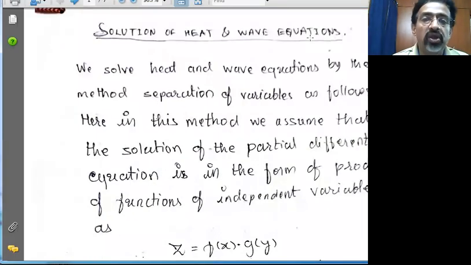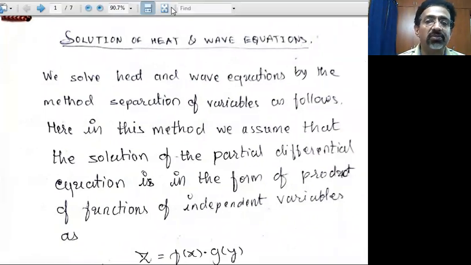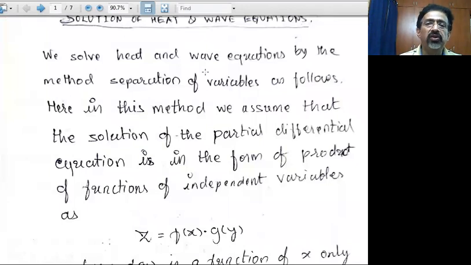In this class, we are going to study how to solve heat and wave equations. Here, we make use of a method which is called the method of separation of variables. So what we do here is, we consider a partial differential equation in x and y. So what will be the solution? Actually, z is equal to f of x, y, some constants will be there and all. So see, this z is a function of both x and y.